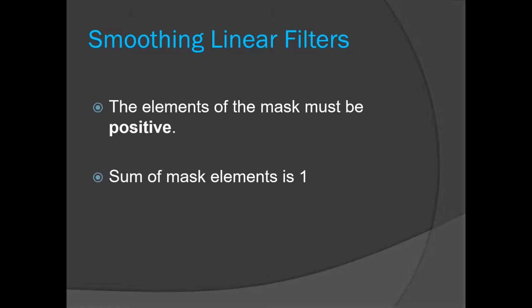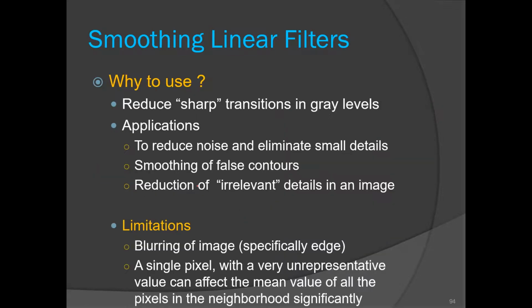Okay, so these are the requirements. The elements of the mask must be positive and the sum of the mask elements must be 1. Now, why use smoothing linear filters? It reduces the sharp transition in the gray levels. Okay, I will explain this through one example.